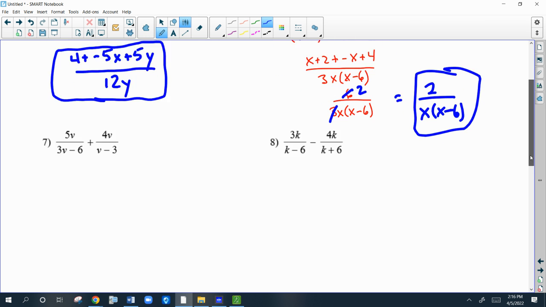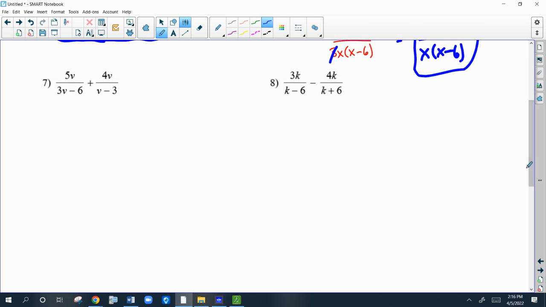All right, 2 more to go. Now, these are addition and subtraction problems that do not have a common denominator. And again, the first thing I'm always going to do is factor. There's not a lot of factoring to do.